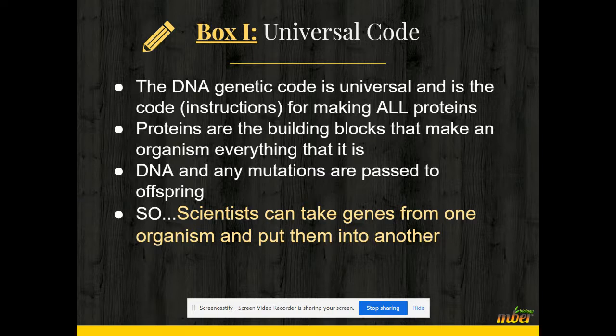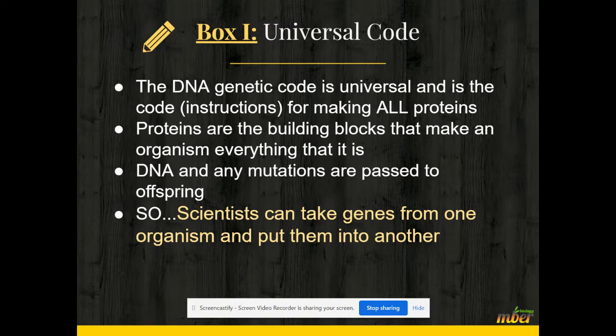Box I, universal code. So DNA is the genetic code. This is universal, and it's the instructions for making all proteins within a body. The proteins are the building blocks that make an organism everything that it is. So if the DNA code has faults, then the proteins are going to have issues. So DNA and mutations are passed to offspring.